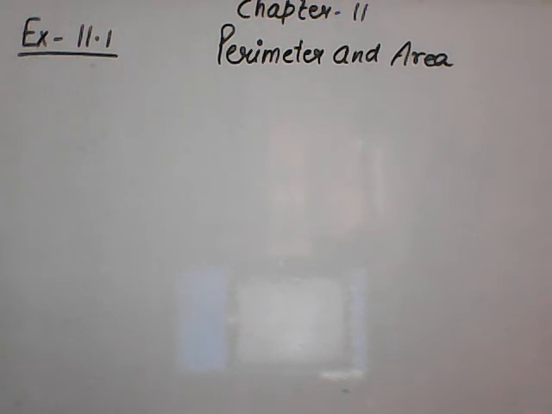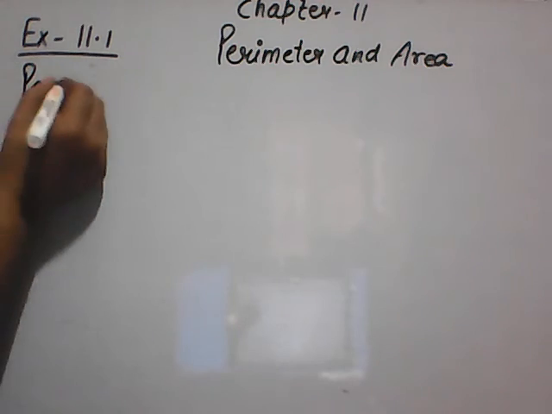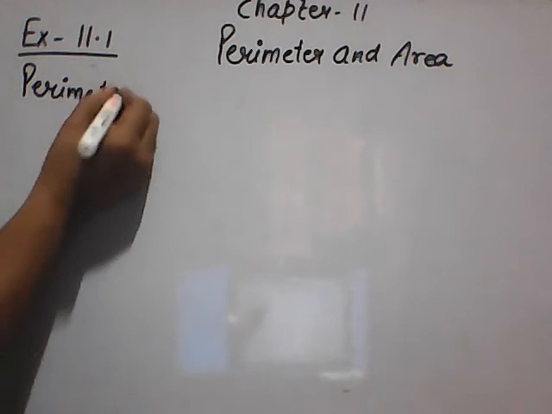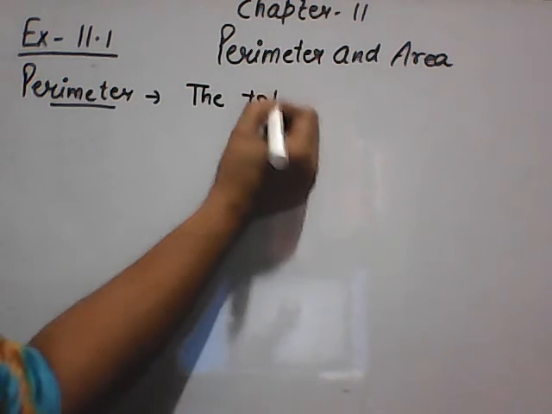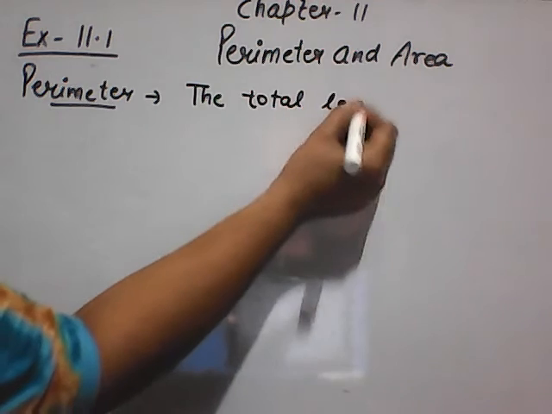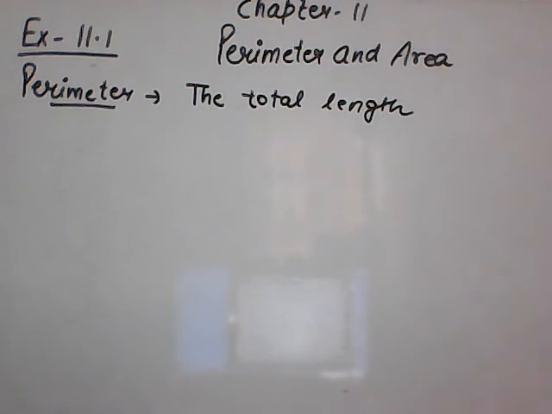Good morning, students. Today we are going to start chapter number 11 and the name of the chapter is Perimeter and Area. Now as the chapter name suggests, you all need to learn what you mean by perimeter and what you mean by area. Now perimeter means the total length or boundary of a closed figure is called the perimeter of the figure.